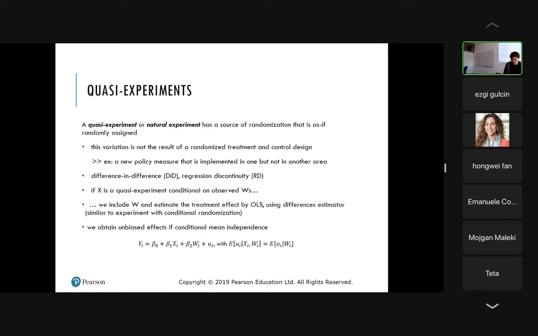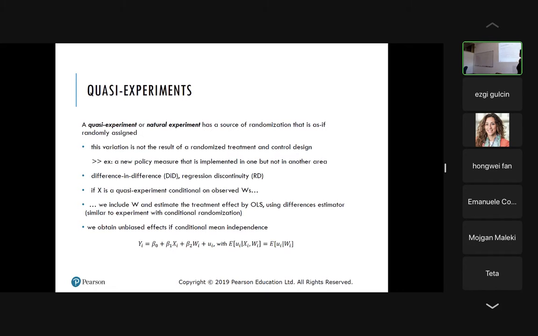If a quasi-experiment is conditional on observed variables, so if there are other characteristics, other variables which may affect our outcome variable, the idea is that in a quasi-experiment it is more difficult to actually clean for these sources of endogeneity because we are not in a randomized control experiment. So it's more possible that there are other variables that we need to add to our equation as controls. And if these are observed, just include this variable and you can estimate the treatment effect by OLS.